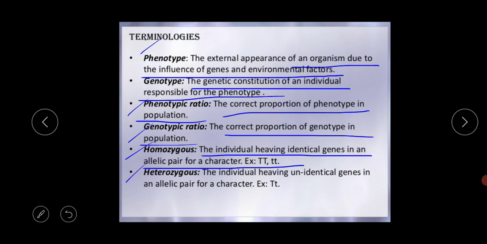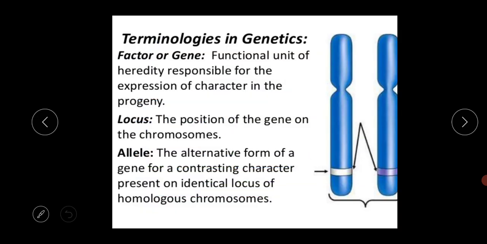Next thing is the heterozygous. Hetero means different. So what is the meaning of the heterozygous? The individual having unidentical genes, it means different genes in an allelic pair for a character, like capital T, small t. So these two genes are different, these two genes are not the same. So these are the heterozygous.